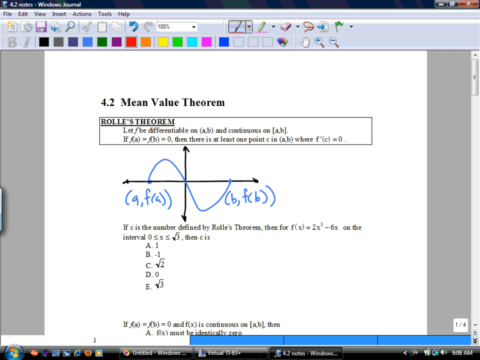Okay, so we would call this point right here C1, and we would call this point right here C2. Rolle's theorem says there is at least one. So I have 2 C's, you have 3 C's.